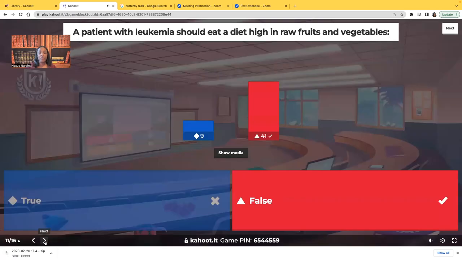Very good. It's false. So that patient with leukemia is already at high risk for infection, right? We are trying to eliminate any pathogens, any bacteria, so they cannot have any raw fruits, any raw vegetables, any raw meats, any raw foods, period. Everything has to be cooked. We have to make sure we kill off all the bacteria before that patient ingests it because we don't want them to get sick.